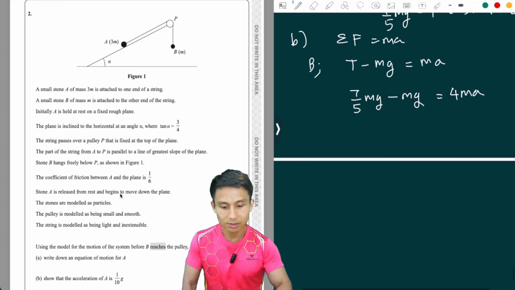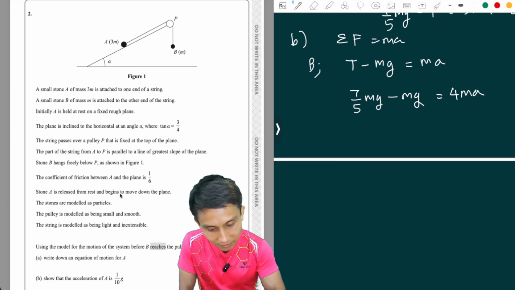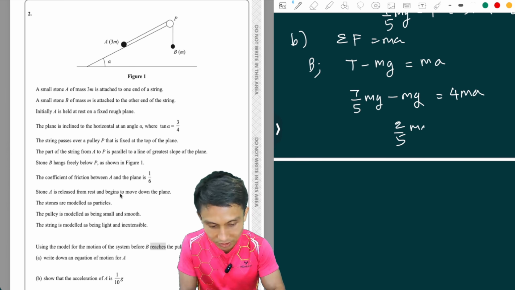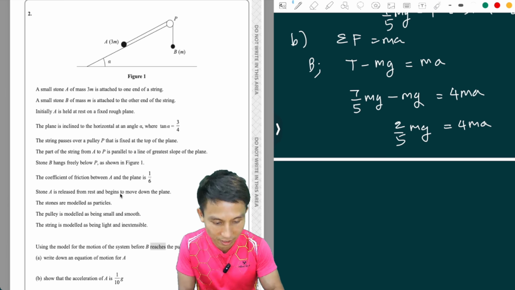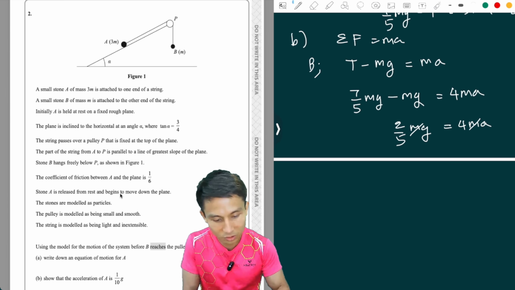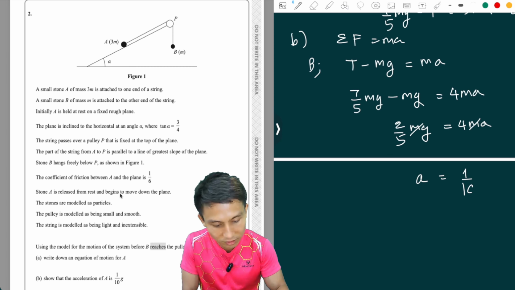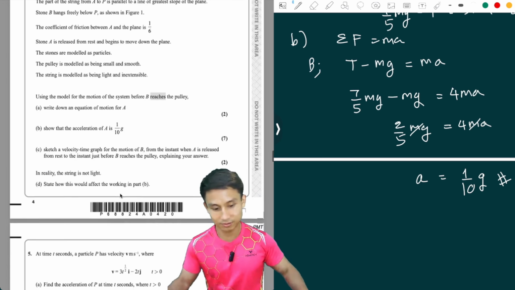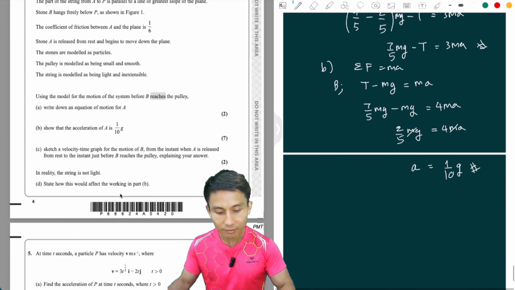Yeah? So that is just what? 7 over 5 minus 5 over 5, that's 2 over 5 mg equals 4ma. So m cancels. So we have what? a equals 1 over 10 g. Yeah? And that is just as required. Okay? Yep.